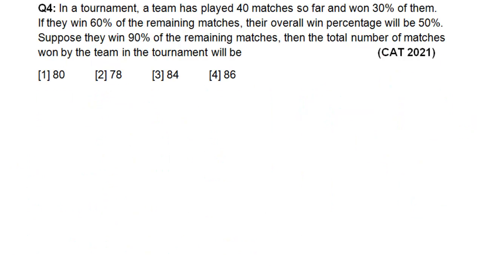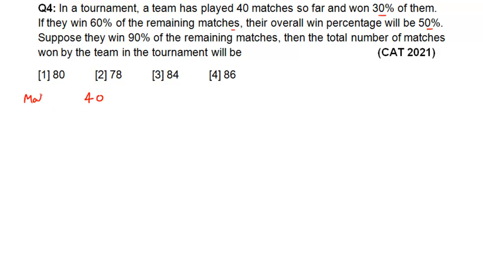Let's take the next question. In a tournament, a team has played 40 matches so far and won 30% of them. If they win 60% of the remaining matches, their overall win percentage will be 50%. Suppose they win 90% of the remaining matches, then the total number of matches won by the team in the tournament will be. So in this question, the team has already played 40 matches.